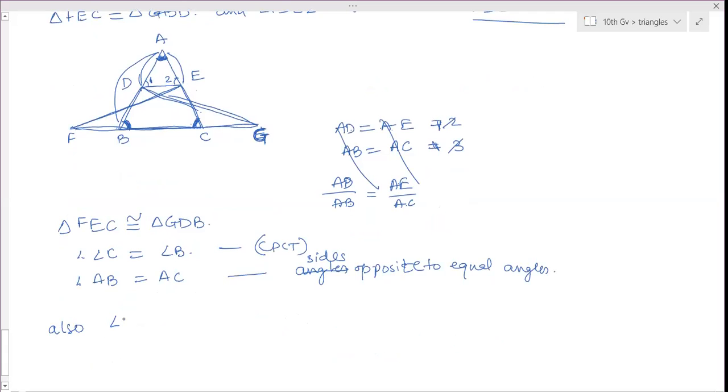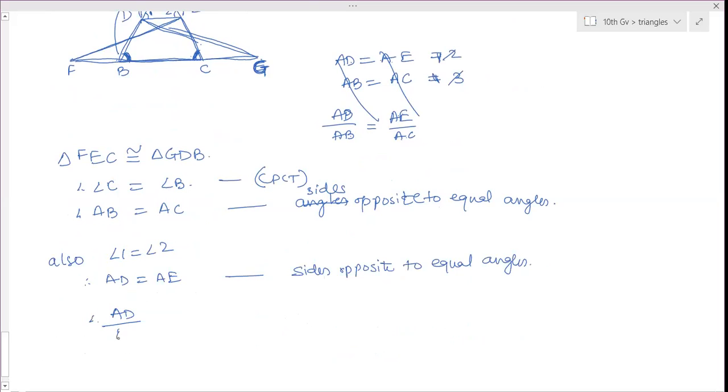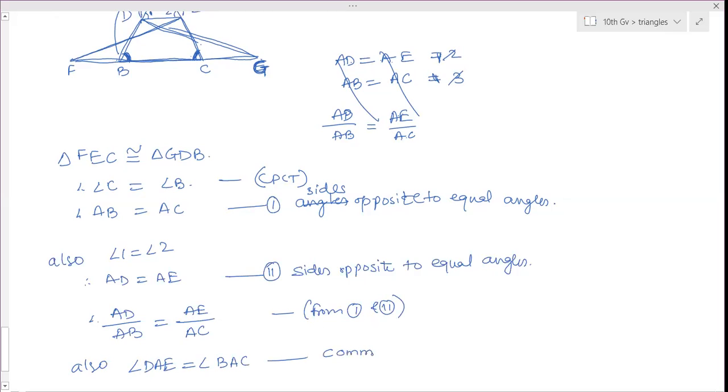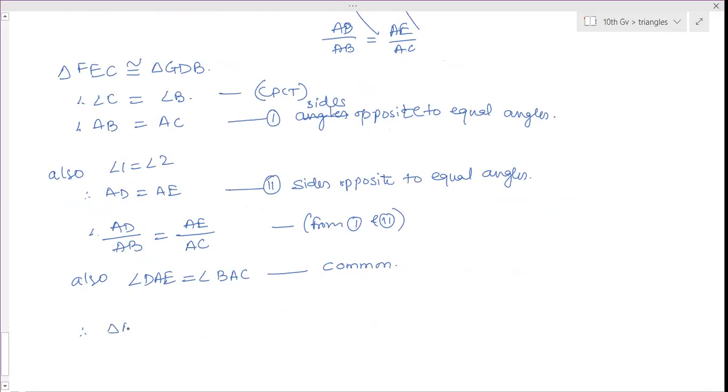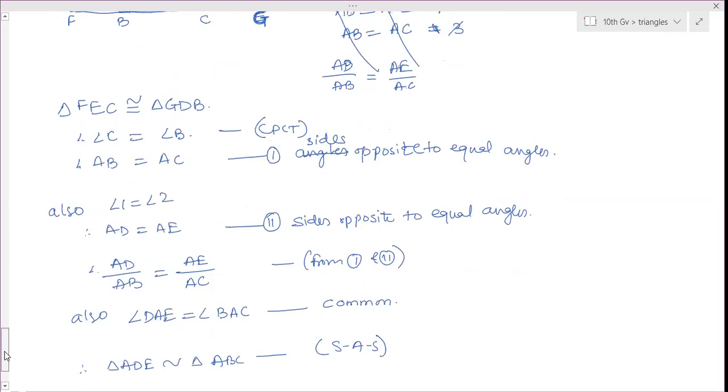Also, angle 1 is equal to angle 2. Therefore, AD is equal to AE. Same reason, sides opposite to equal angles. And therefore, AD by AB is equal to AE by AC. This we can consider 1, this is 2. From 1 and 2, also angle DAE is equal to angle BAC, common. Therefore, triangle ADE is similar to triangle ABC by SAS similarity. Clear?